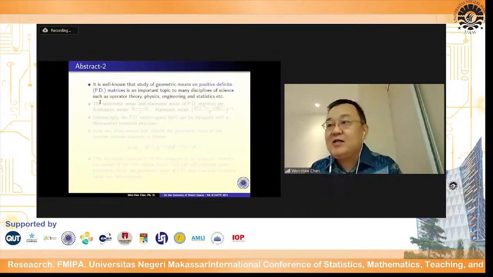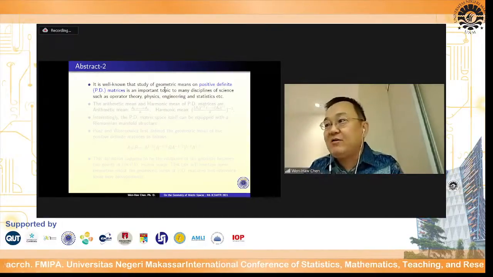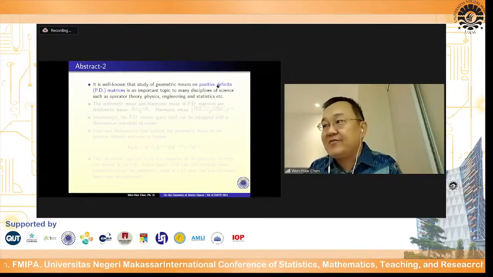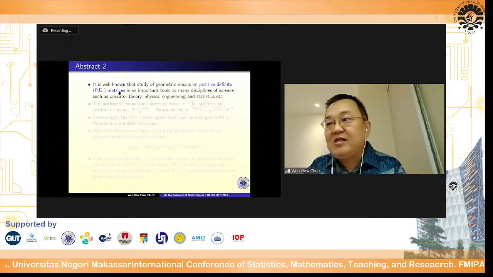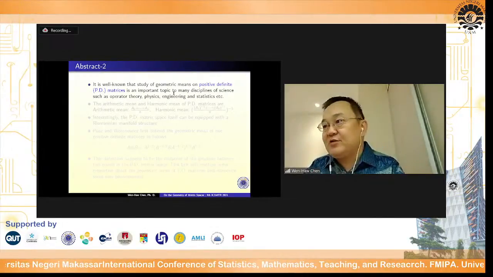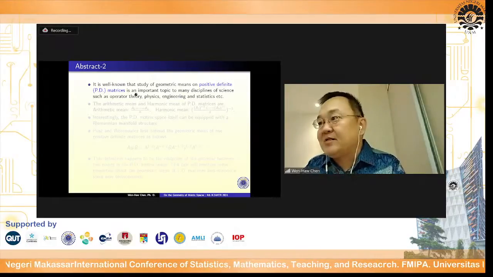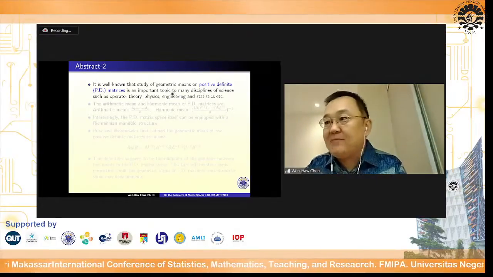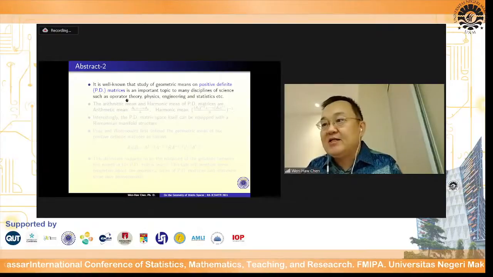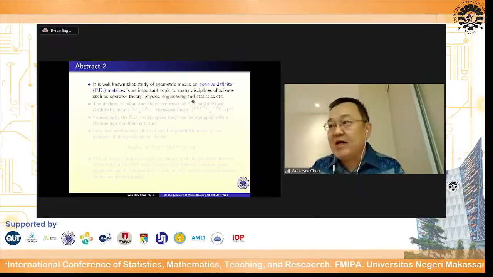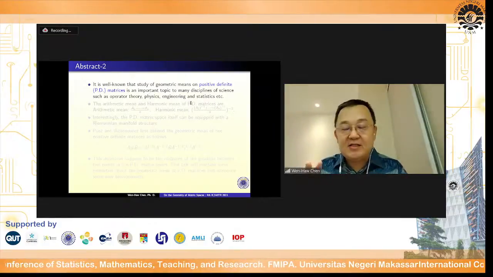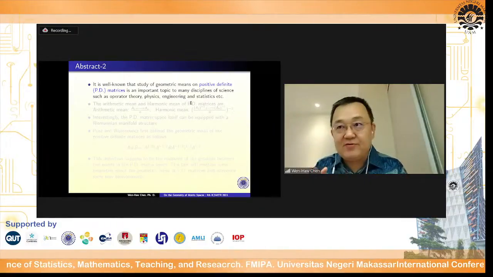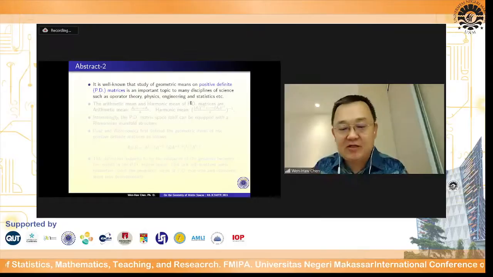On the other hand, it is well known that the study of geometry means studying positive definite metrics. We use a PD matrix to represent a positive definite metric. It's an important topic in many disciplines of science, such as operator theory, physics, engineering, and statistics. Today we just focus on the mathematical theory, not on the application.